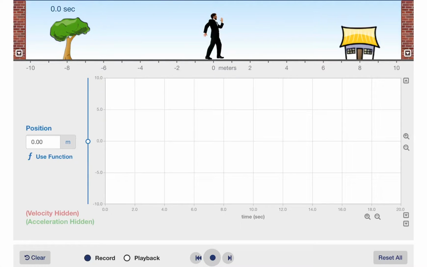So in this first section, I'm going to show you what it looks like if the man is walking at a constant speed. So when the man walks at a constant speed, he's walking away from where he started, so the line moves up. And since he's walking at a constant speed, the line is straight.